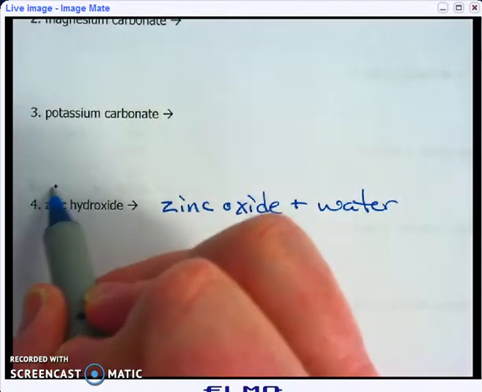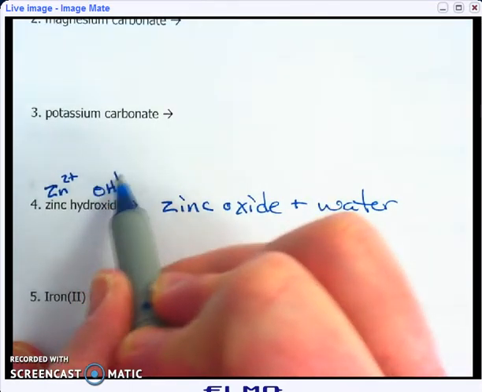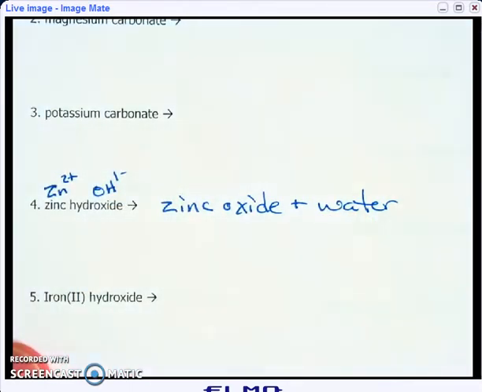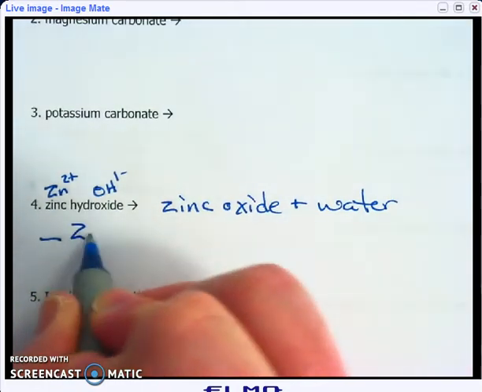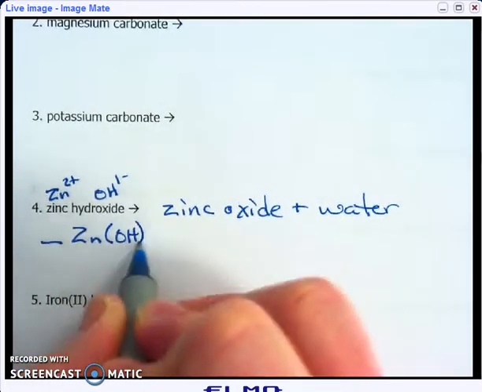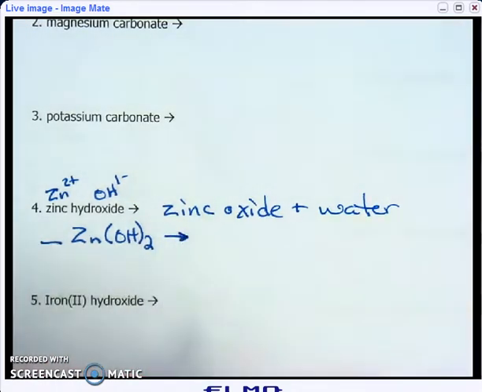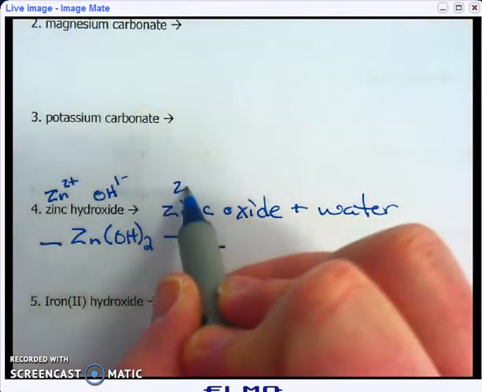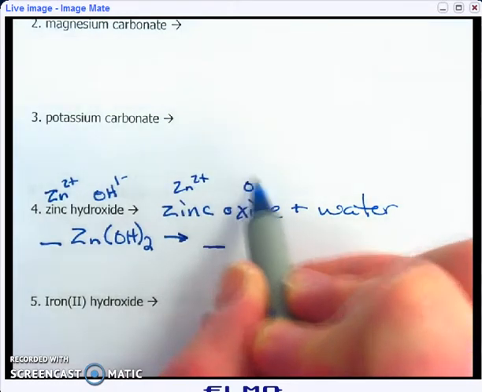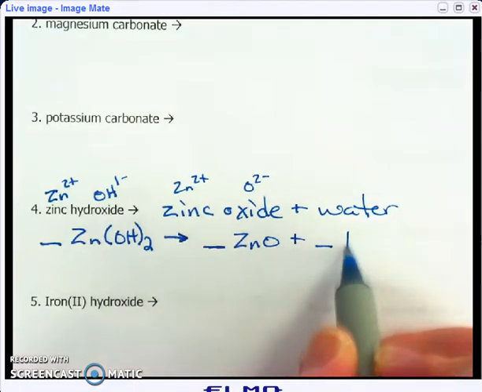So zinc is a 2 plus, hydroxide is a 1 minus. You should have done plenty of these by now. So what's my formula? Zn(OH)2 makes the zinc oxide. So this is a Zn with a 2 plus, oxygen is a 2 minus, ZnO, and H2O.